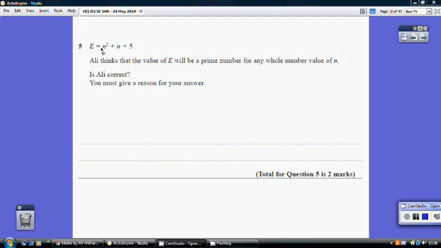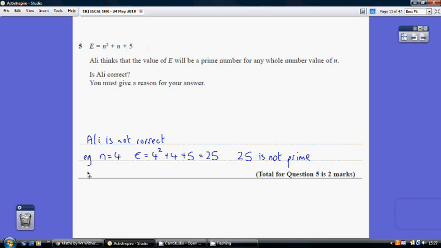Question 5. So we've got this formula here, and we've been told that Ali thinks that the value of E will be prime for any whole number value of n. So really, you've just got to work through all your whole numbers until you get to one that proves this is not correct. So once we get to, for example, 4, we can see it's not correct, because 4 squared is 16, add 4 is 20, add 5 is 25. So 25 is not prime. So that's an example to demonstrate that Ali is not correct.